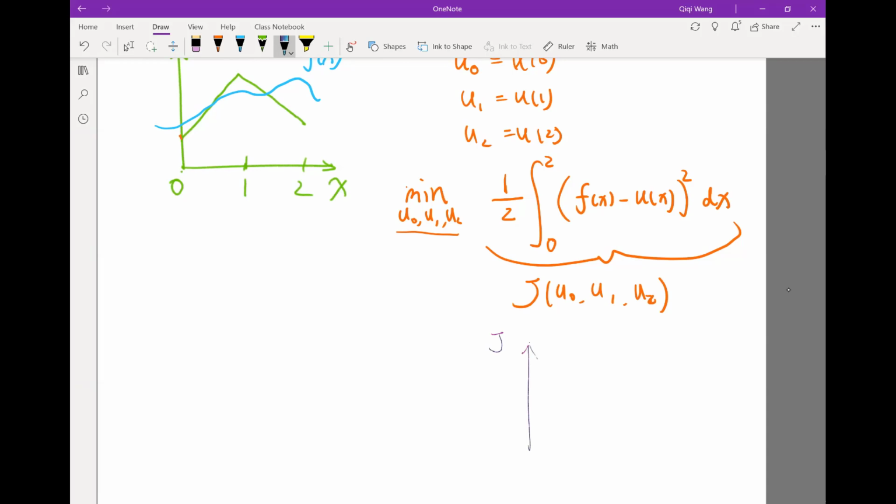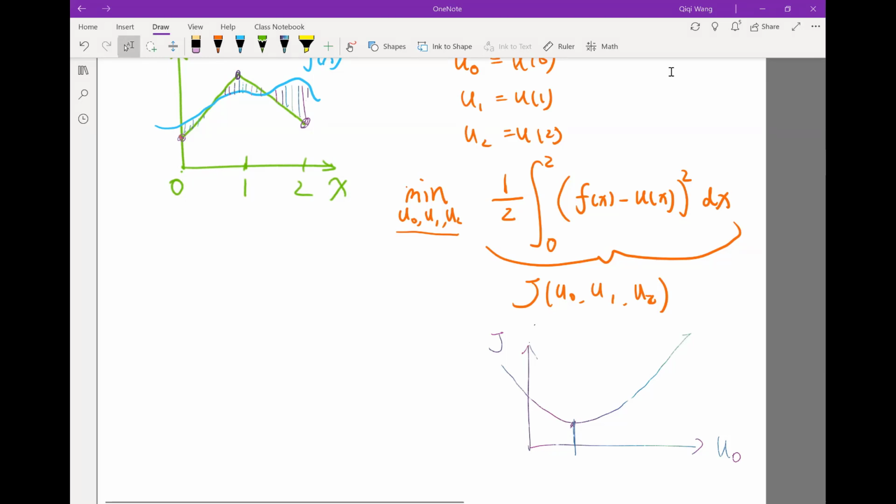So if I have j just as a function of u0, something like that, how do you find the minimum point? What u0 should you choose if you want to minimize j? Take the derivative, set it to 0, exactly. Does this notation mean that we are minimizing? Yes, we are minimizing over u0, u1, u2. We want to choose the values of u0, u1, and u2 so that j, the average squared discrepancy, is as small as possible.